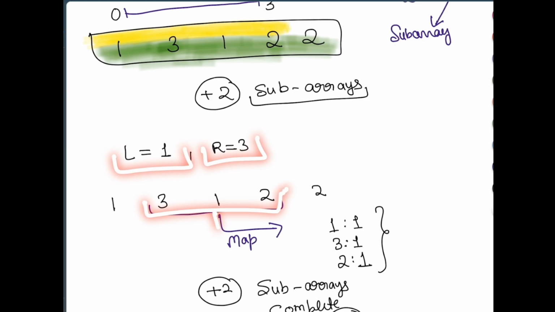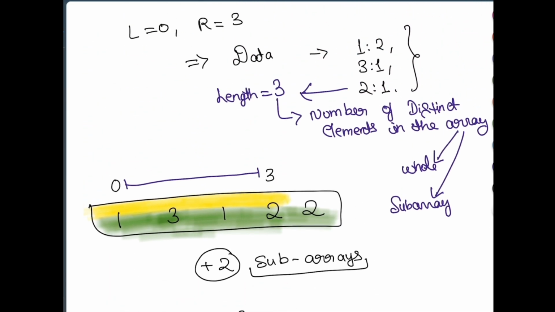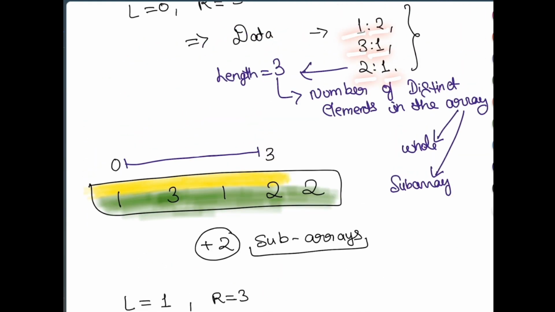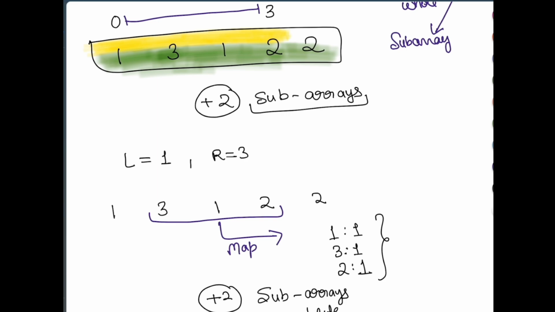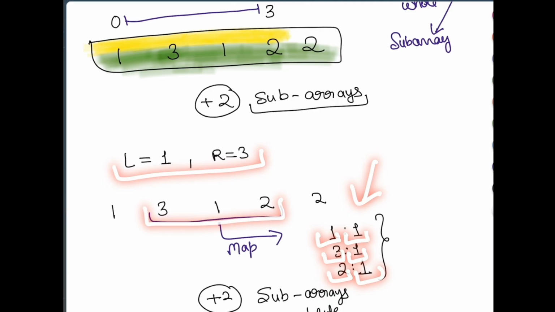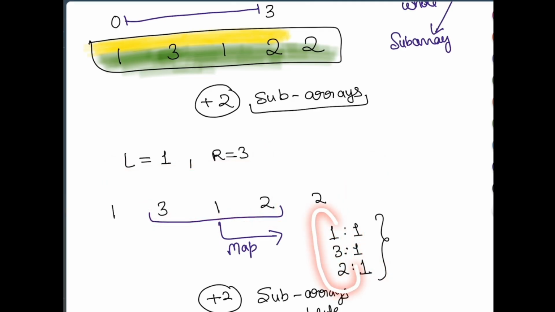At this point of time, I will update my mapping. My mapping was: 1 occurred 2 times, 3 occurred 1 time, and 2 occurred 1 time. But I removed the first element, which is equal to 1, so I need to reduce the count in my mapping. So I will have 1 once, 3 once, and 2 once, from range 1 to 3 index. That is, the elements are 3, 1, 2. At this point also, we have 3 distinct elements in our subarray, and in the whole array also we have 3 distinct elements. So I can say this is also a complete subarray.